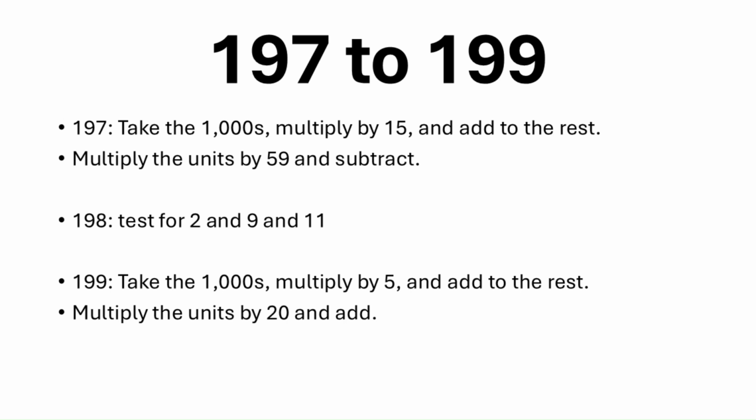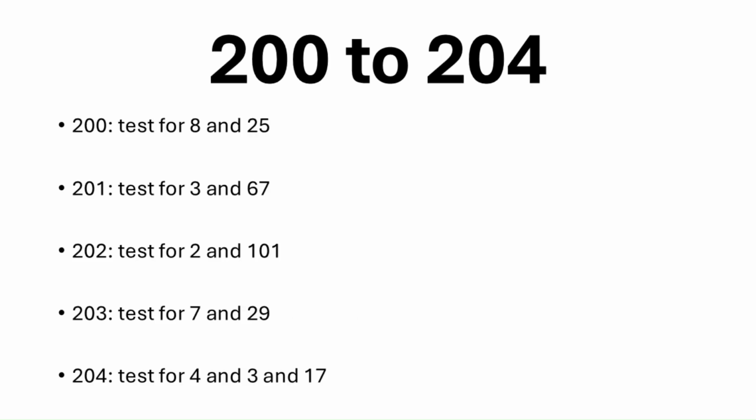199, take the 1000s, multiply by 5, and add to the rest. Multiply the units by 20 and add. 200, test for 8 and 25.